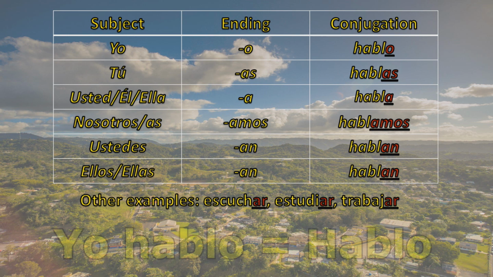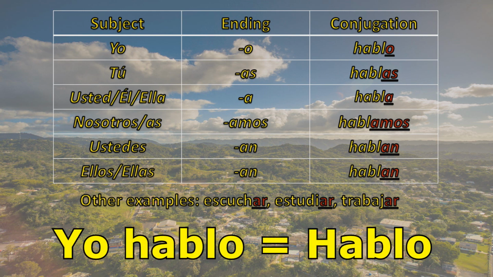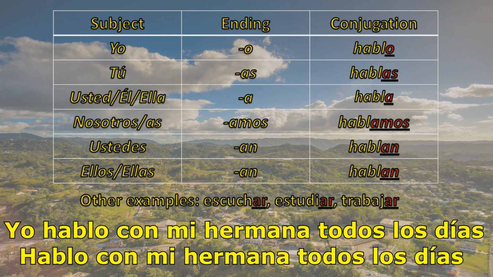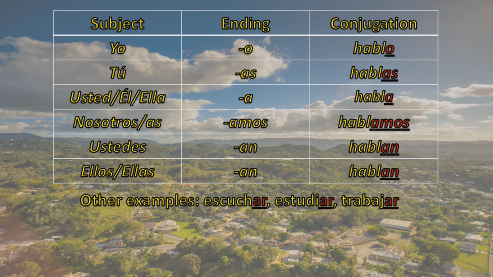Remember that I say, for example, yo hablo, if I want to be very specific, or I can also say hablo, okay? I can say, for example, yo hablo con mi hermana todos los días, or I can say hablo con mi hermana todos los días, and it's exactly the same, okay? I can omit the personal pronoun if I don't consider that it's necessary to be so specific, okay?